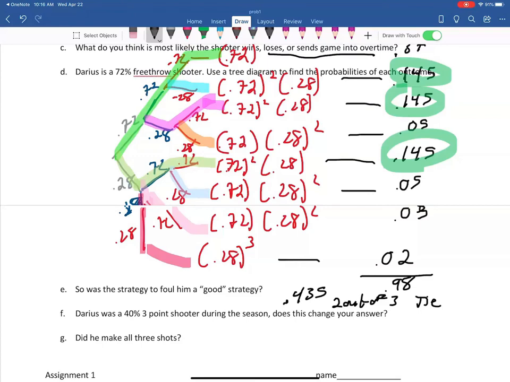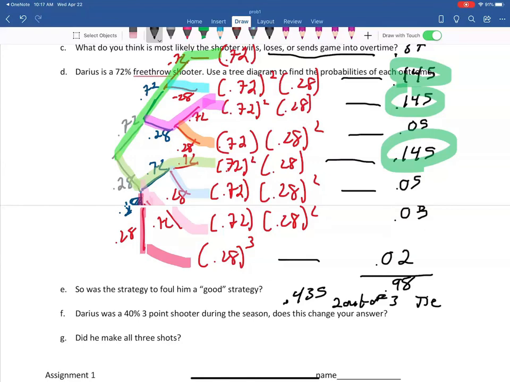He was a 40% three-point shooter during the season. Does this change your answer? Now you could look at this and say, how does that 40% three-point shooter change your answer as far as whether you think it was a good idea to foul him? So you got to look at the percentages, the probabilities. And then of course you know the answer to G. So I wanted to make sure you could get that tree diagram figured out correctly, and then you could manipulate the answers that you got to be able to answer the questions.